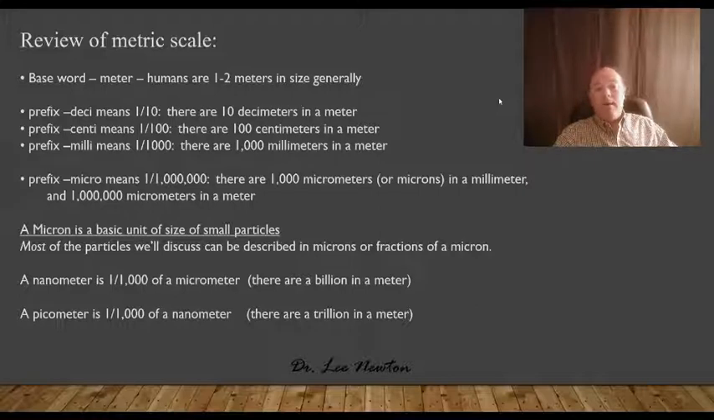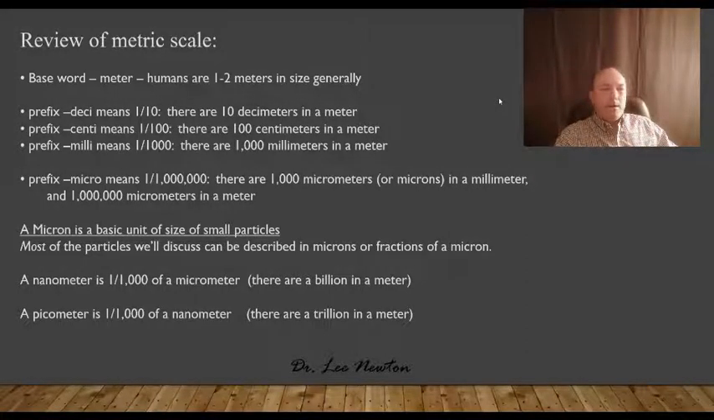But a millimeter itself is still a pretty big measurement when it comes to particle size. So we go another 3 decimal places over and we get to micro. That means 1/1,000,000th. There are 1,000 micrometers in a millimeter and 1,000,000 micrometers in a meter. So a micron, or micrometer, let's use the term micron because it's 2 syllables instead of 4, easier to say. That is a basic unit of particle size. Most of the particles we'll discuss can be described in terms of microns.